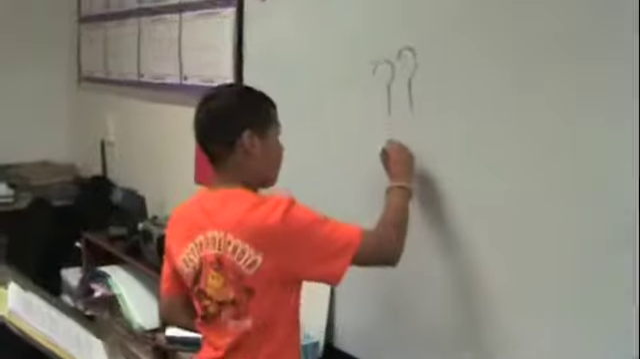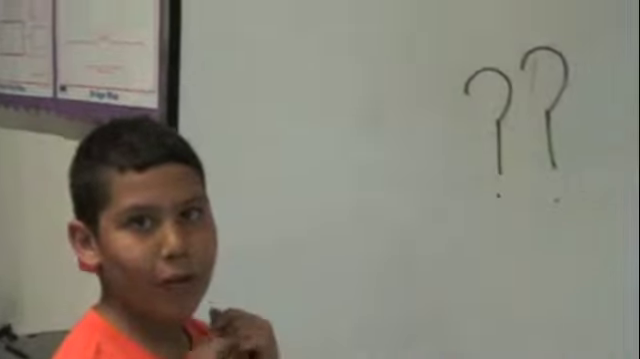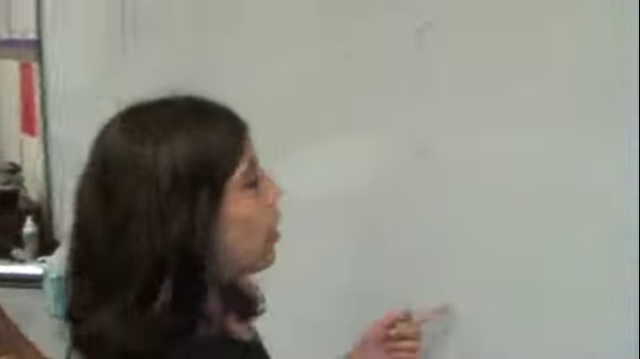Excellent. Thank you. Zach, what are you doing for your annotations? A double question mark means you're confused. Confused, maybe very confused. Yes. Annie? R means reminds me of something. Oh, great. C means you have a connection, or somebody else you know has a connection.